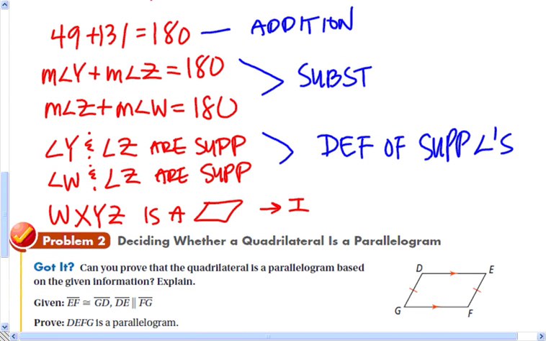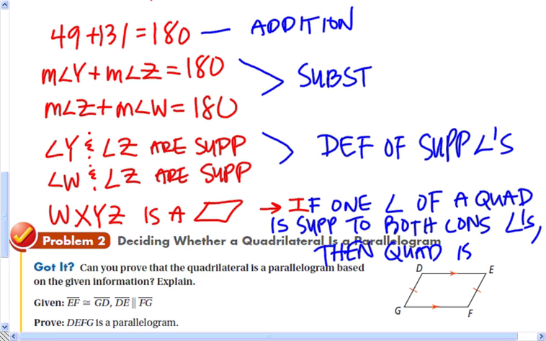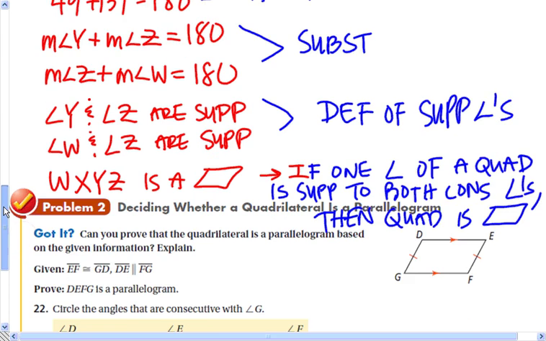And because of all that, we get WXYZ as a parallelogram, and that's because if one angle of a quadrilateral is supplementary to both of its consecutive angles, then the quadrilateral is a parallelogram. All right, go ahead and try problem 2. Check back for the answer.